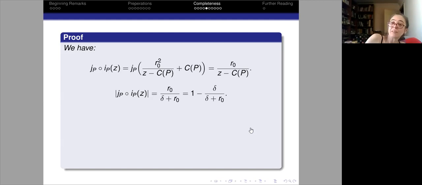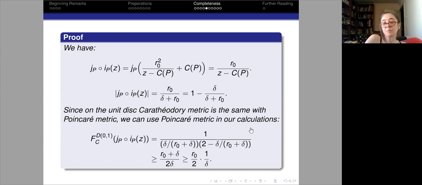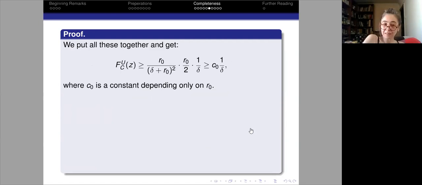Now, when we do this, we send our points from our domain to the unit disk. When we are working with the Carathéodory metric on the unit disk, it is the same as the Poincaré metric, so we can use the Poincaré metric in our calculations. If we do that, you see that the Carathéodory metric at the unit disk of the point JP composed with IP of Z is equal to the Poincaré metric at the same point, and it is that expression. If you estimate that, you see that it is greater than or equal to R0 over 2 times 1 over delta.